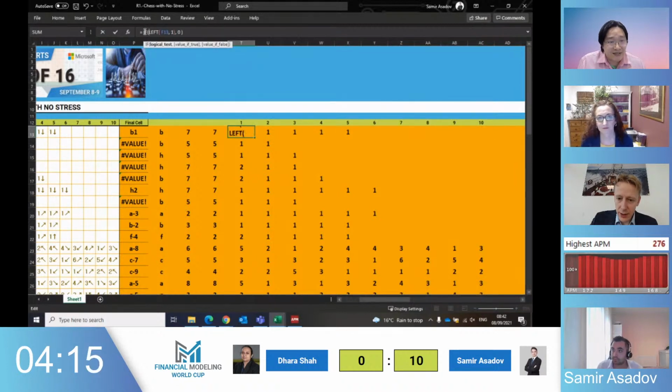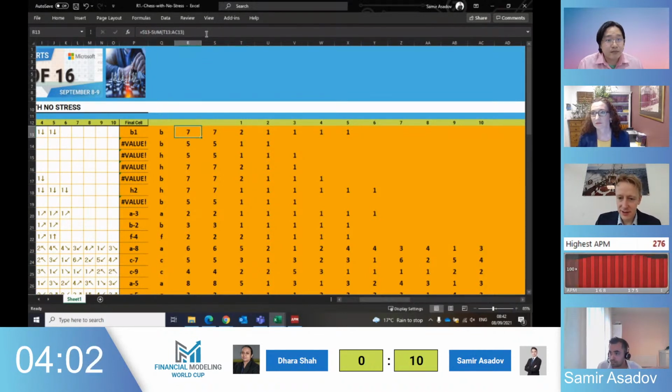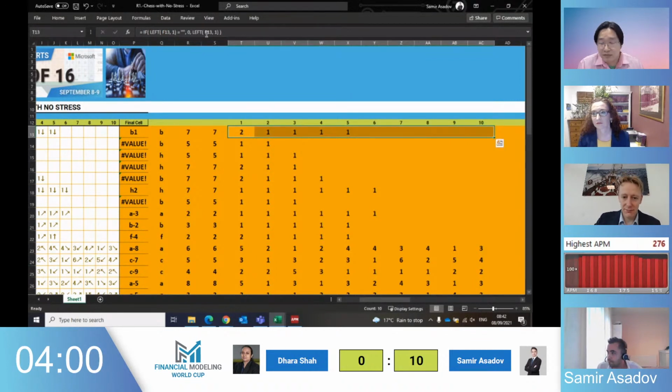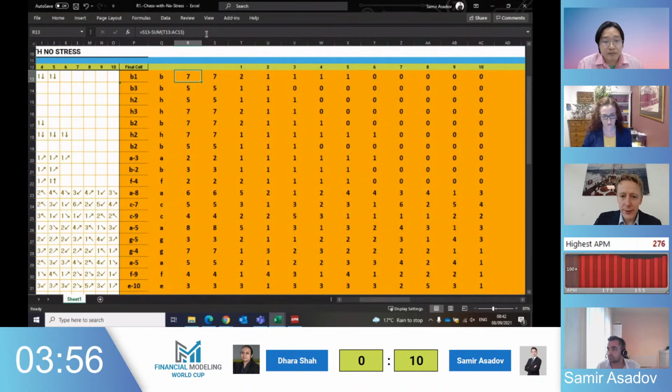Mm-hmm. And by the way, have a look at Samir's APM. It's currently way over 150, 180, and it used to be as high as 276 at one point. That's a significant, that's actually a massive movement. Do you know any comparison, on the professional esports players?